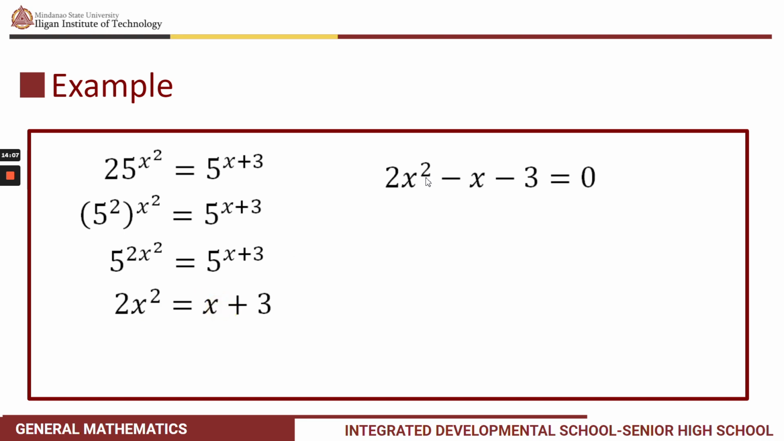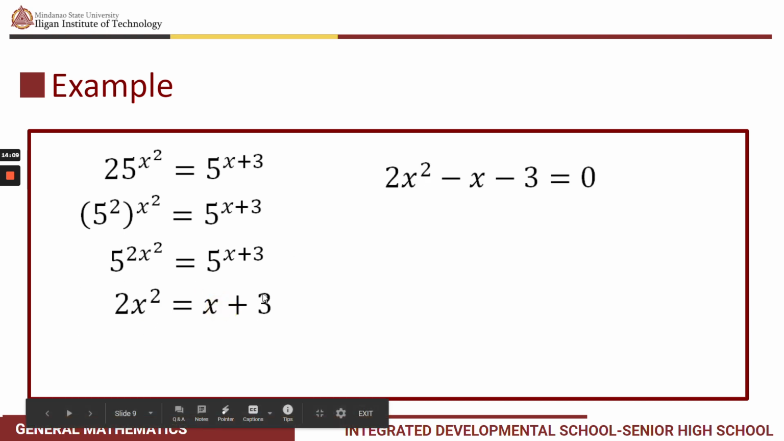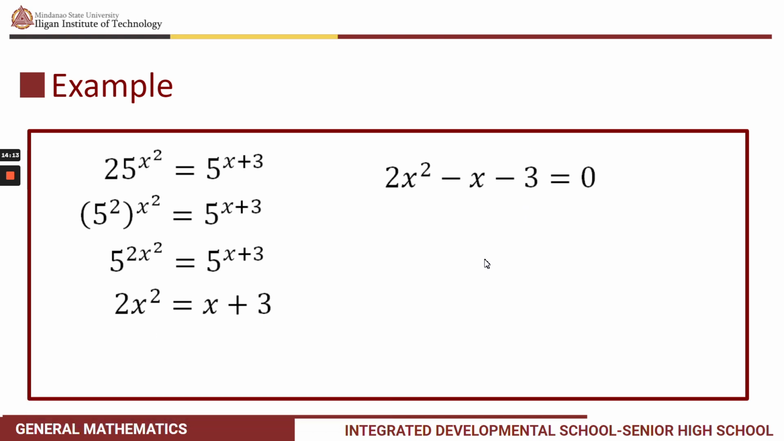Okay, since this is quadratic, we equate this to 0. And then, when we have a quadratic equation, of course, we have varieties of ways to solve it. But I suggest you try to factor it muna before doing the other ways. So if we factor that, pwede naman siya ma-factor. So we have here 2x minus 3 times x plus 1.